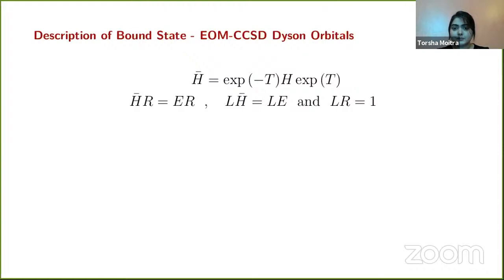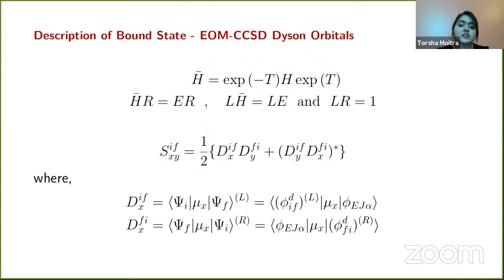Within this framework, the bound states of the system are obtained by diagonalizing the non-Hermitian similarity transformed Hamiltonian. In this framework, the right and the left eigenvectors of H bar are not identical, they are distinct. And for this situation, the transition strength SIF is given by this expression. This shows us that the DIF is not equal to the complex conjugate of DFI. Following that, the left Dyson orbital is not equal to the complex conjugate of the right Dyson orbital.